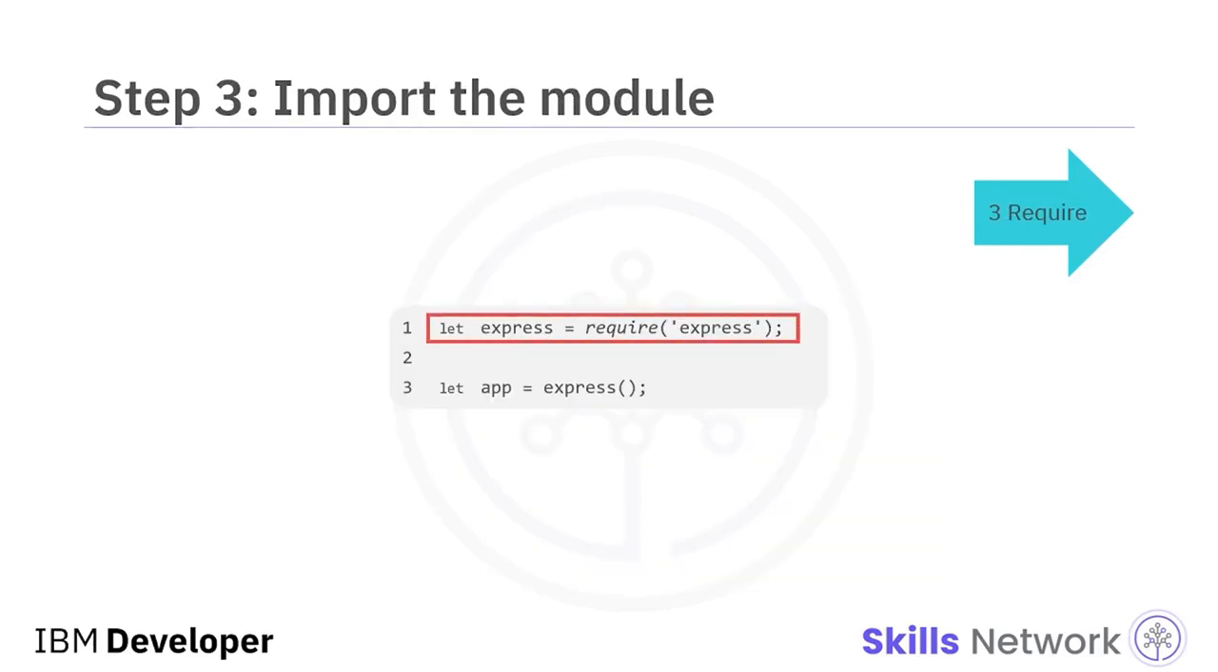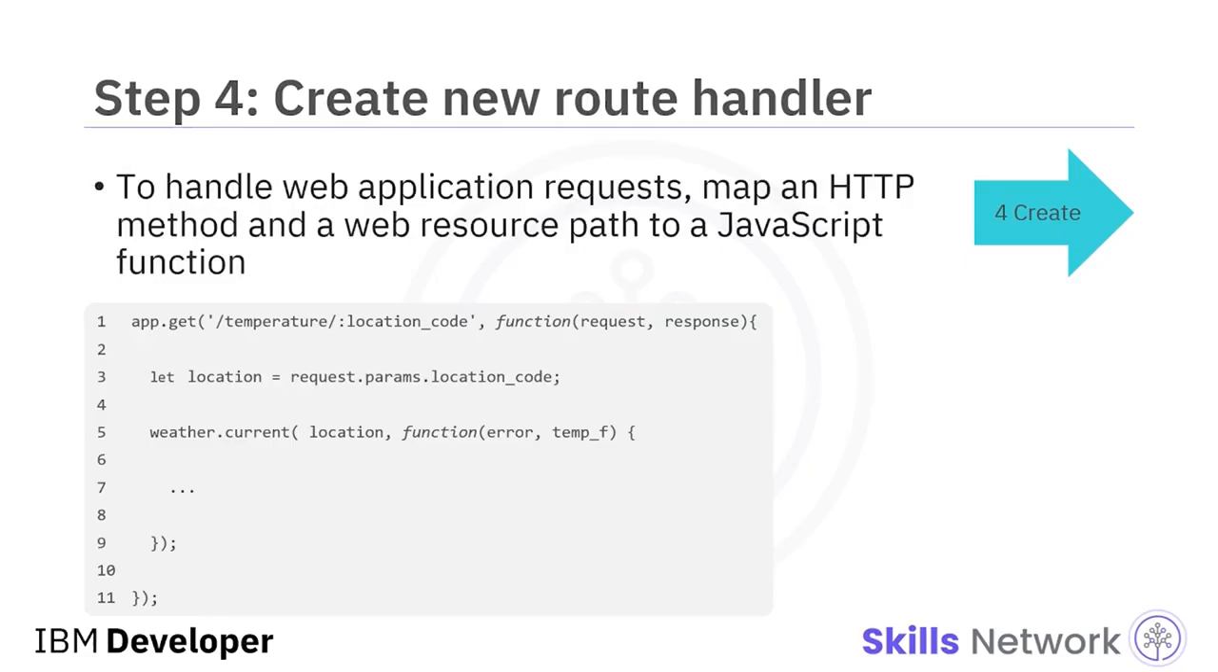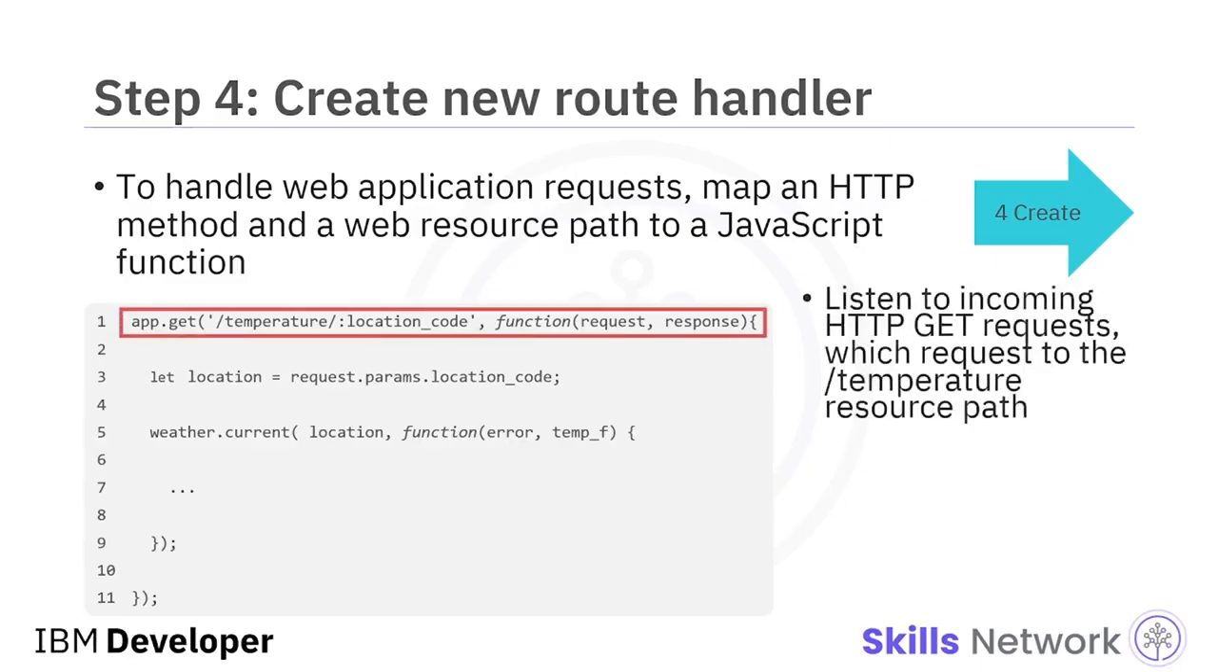When you have imported a copy of the Express web application framework, create an instance of the app JavaScript object from the framework. Next, create a new route handler. In your application to handle web application requests, map an HTTP method and a web resource path to the JavaScript function. Here, you are listening to incoming HTTP GET requests, which make requests to the temperature resource path.